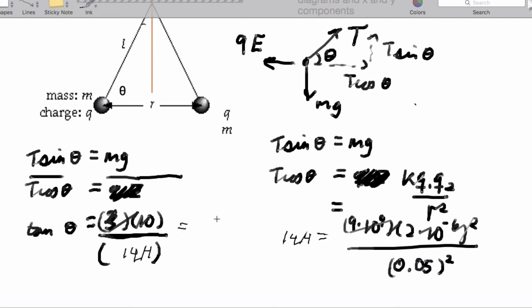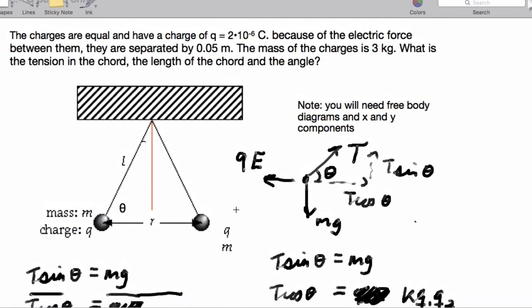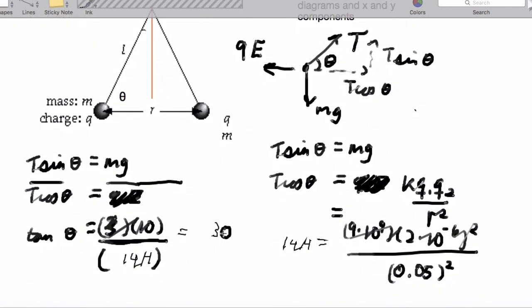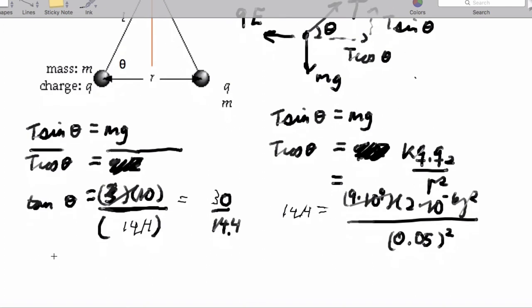So I'm getting 30, if I had that right, all right, 30 divided by 14.4 for the tangent of theta. So that means theta is going to end up being the inverse tangent of 30 over 14.4. I'm getting 64 degrees when I do the inverse tangent.